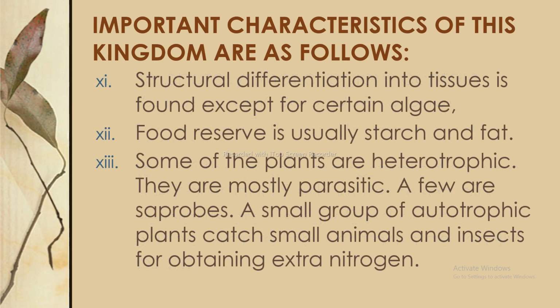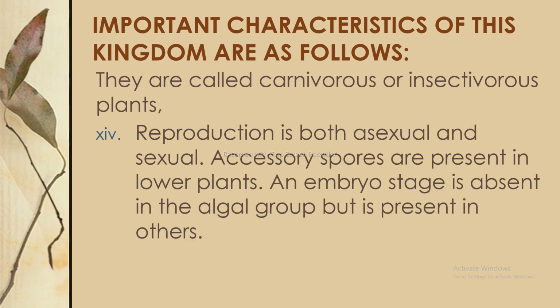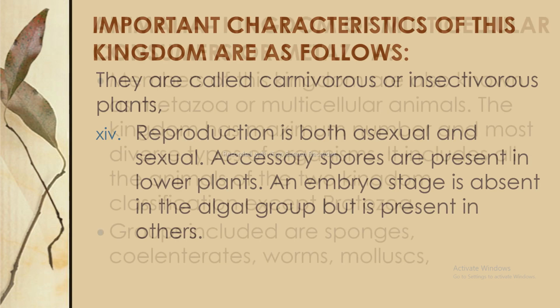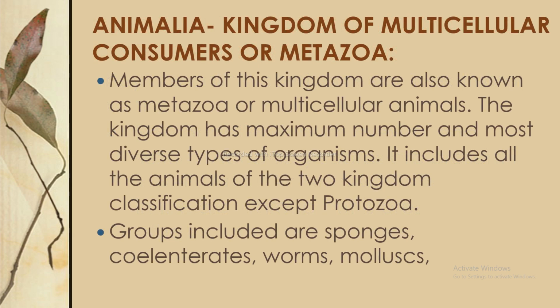Structural differentiation into tissues is found except for certain algae. Food reserve is usually starch and fat. Some of the plants are heterotrophic and they are mostly parasitic. A few are saprobes. A small group of autotrophic plants catch the small animals and insects for obtaining the extra nitrogen, and they are called carnivorous or insectivorous plants. Reproduction is both asexual and sexual. Accessory spores are present in lower plants and embryo stage is absent in the algal group, but it is present in others. Next is the kingdom Animalia, kingdom of multicellular consumers or metazoa.